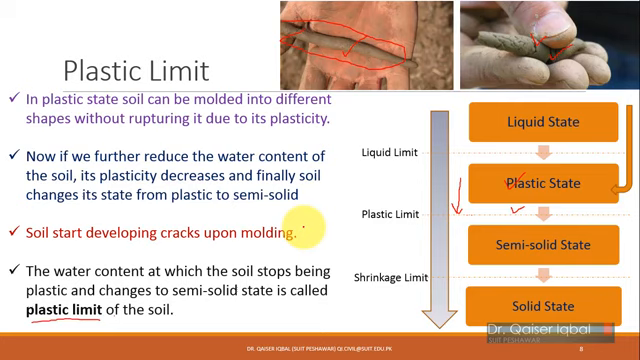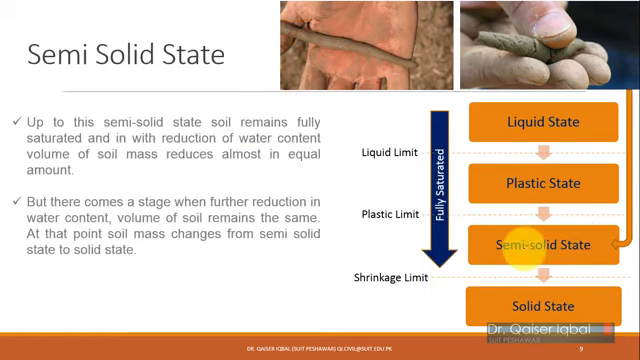If you further reduce the moisture beyond this point, then the soil will be no more plastic, but if you try to mold it, it will start to develop cracks. So it is going to be in a semi-solid state. So let's say that we have reduced the moisture content further and we are now in the semi-solid state.